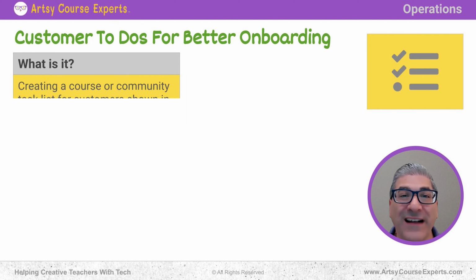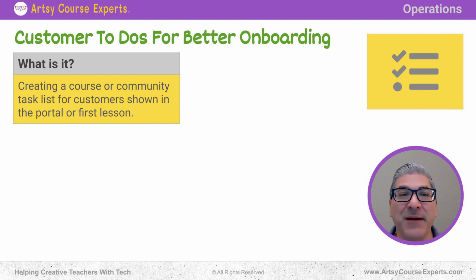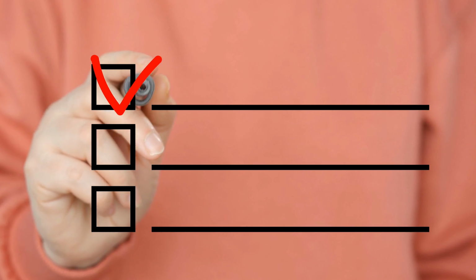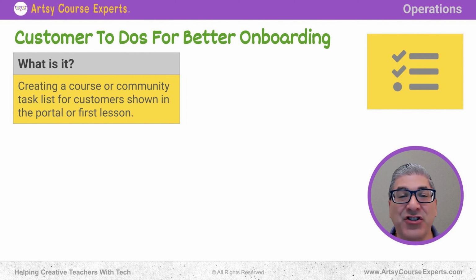Well, first of all, what is it? What we're talking about is when you're creating a course or a community, you have a task list, like a to-do list for customers, and it's shown in their portal right on the very first lesson or on the dashboard. So as soon as they join your community, they see that they have some very essential things.